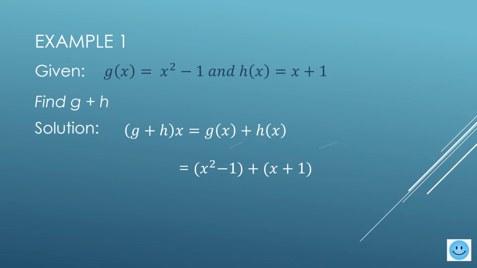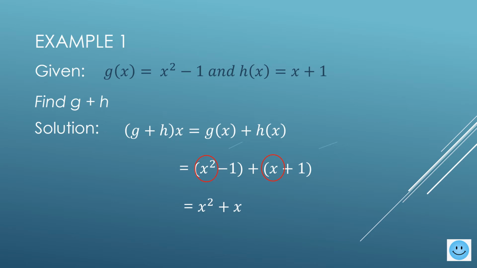Next, let's combine like terms. Let's start with the highest exponent, and that is x squared. As you can see, there is only one x squared, so we will just copy or simply bring down x squared. Next, let's proceed to x. The same, we only have one x, so let's bring down x again. So we have here x squared and x.